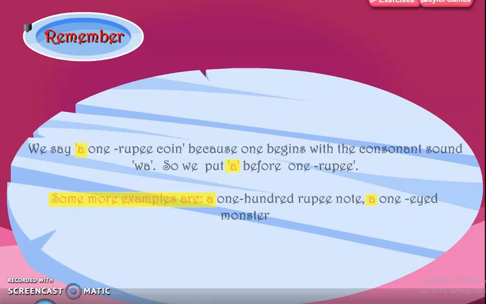We say a 1 rupee coin because 1 begins with the consonant sound wa. So we put a before 1 rupee. Some more examples are a 100 rupee note, a one-eyed monster. Same. Starts with O, letter starts with O, but the pronunciation, the sound is wa. One rupee note. Wa. So that is consonant sound. So whenever consonant sound is there, we will use A.